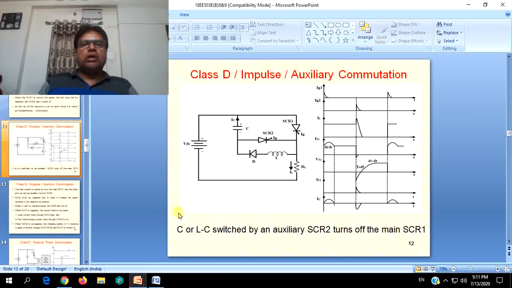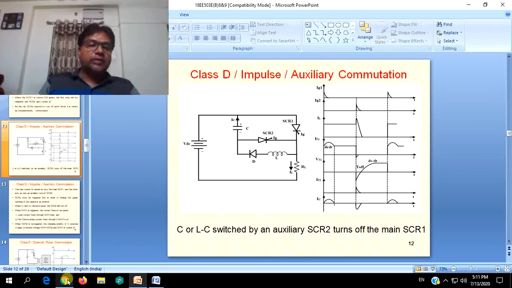So that is how the class D or impulse type of commutation circuit works. It is also called parallel commutation, or one of the procedures which can be called voltage commutation also. The auxiliary SCR will also carry load current for some time, whereas in the case of class C, the auxiliary SCR will be carrying the load current for longer times when compared to class D. So that is all about class D.